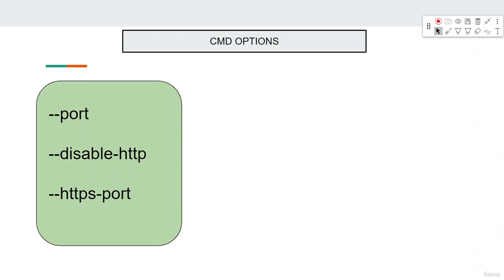So first, let's discuss how you can start the server on a different port other than 8080, and then we will move toward using an HTTPS port and disabling HTTP. So let's begin.